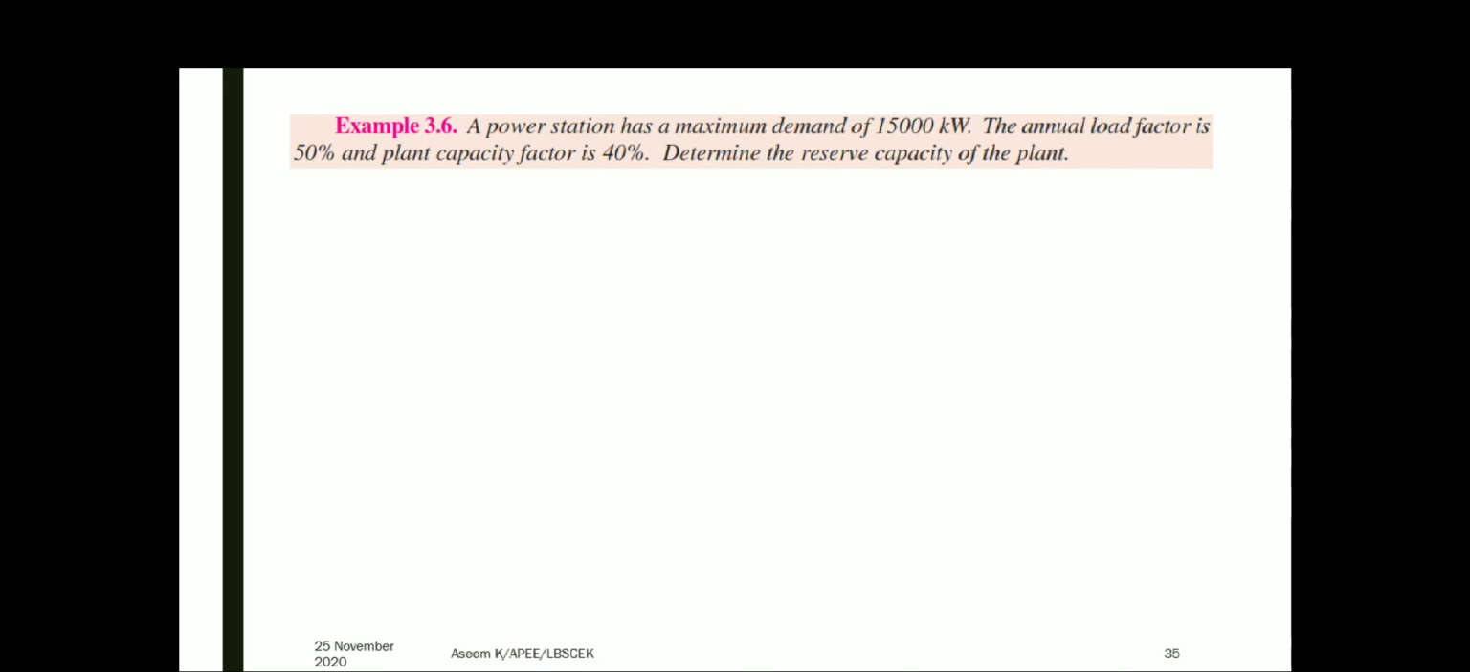And another example: a power station has a maximum demand of 15,000 kilowatt. The annual load factor is 50% and plant capacity factor is 40%. Determine the reserve capacity of the plant. This you can calculate, it is similar to the earlier problems. You can simply use the equations we already explained in our discussion.